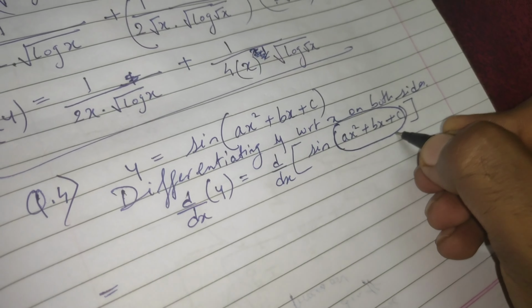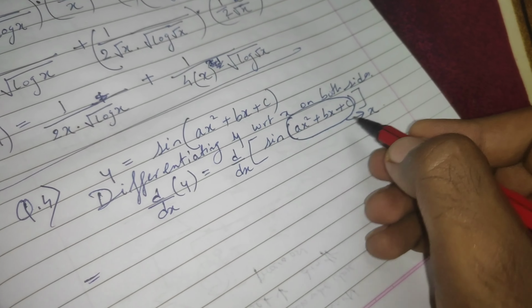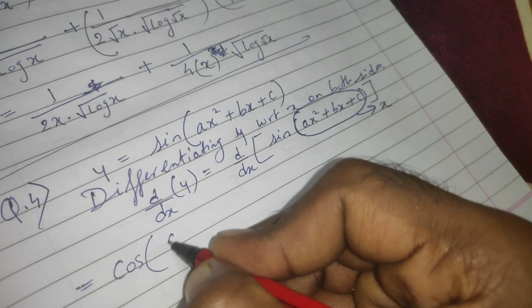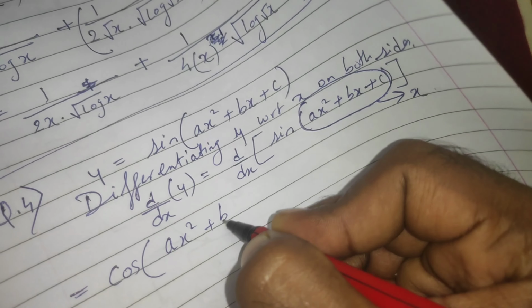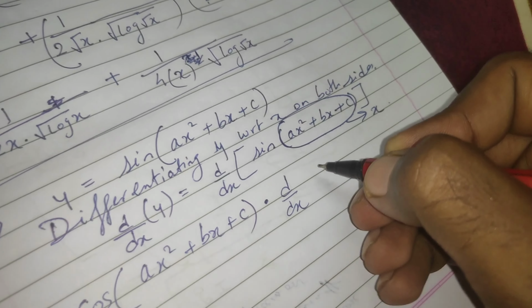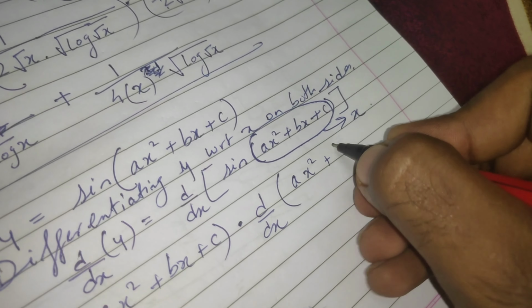So now we are going to apply this. Consider this whole term ax square plus bx plus c as x. So derivative of sine x is cos x into derivative of which we have considered as x, it is ax square plus bx plus c.